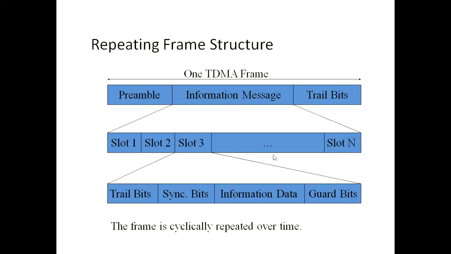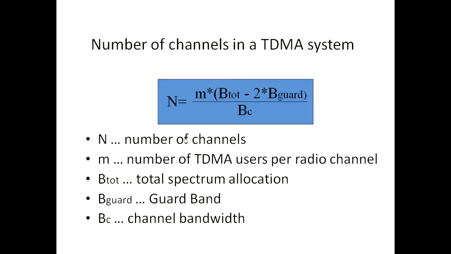And this is the frame format again. And this is the formula used to calculate the number of channels that can be accommodated in TDMA based on the values of the bandwidth we have. So B_tot is the total bandwidth assigned for this TDMA system, B_guard is the guard band assigned between two consecutive users, and B_c is the channel bandwidth taken by an individual user in the individual time slot. Based on these, we can calculate the number of channels that can be accommodated in TDMA using the value small m, which is the number of TDMA users per radio channel.